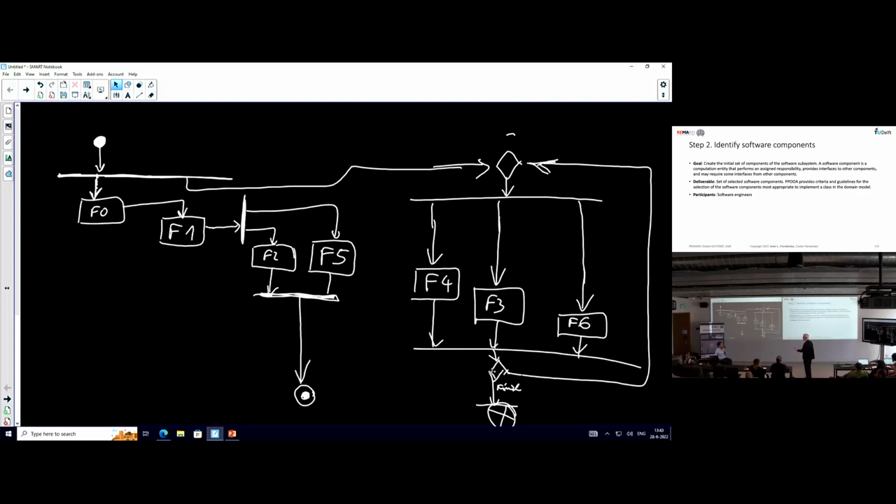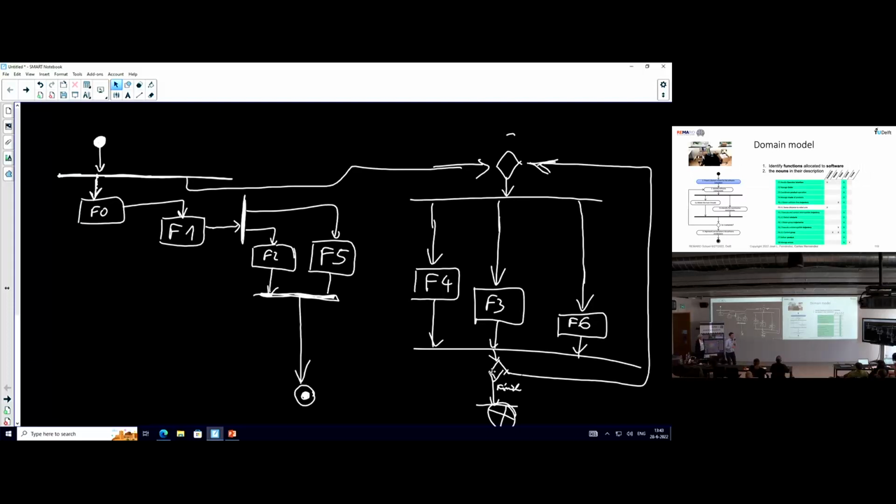Maybe I can jump into the example, basically. So on a practical level, a recipe with a clear connection. We need to create the domain model for the software subsystem, right?